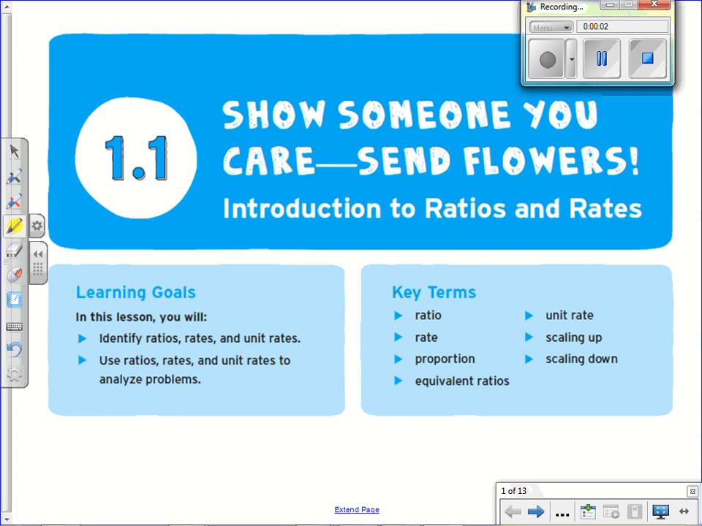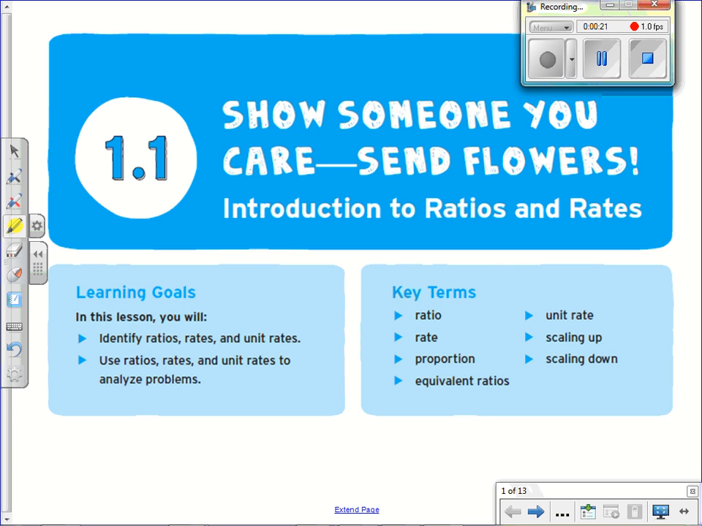So section 1.1 will begin our ratio and proportions unit. I know that you have studied ratio and proportions before, but this year we're going to get a little bit more in depth. So 1.1 is called Show Someone You Care. Send flowers. And this is the introduction to ratio and rates.